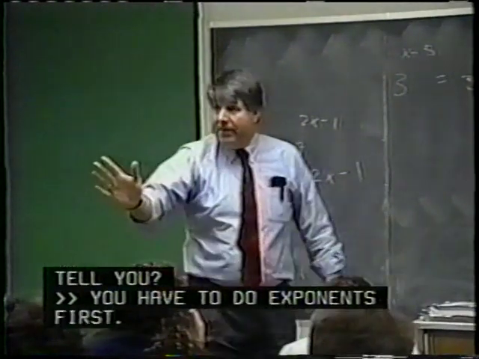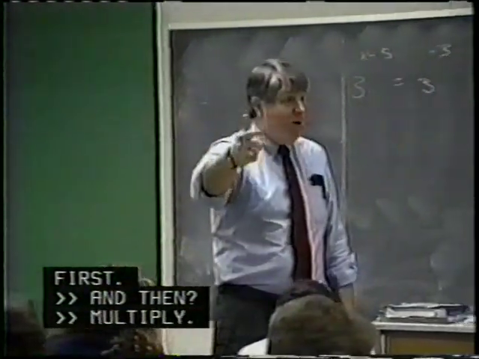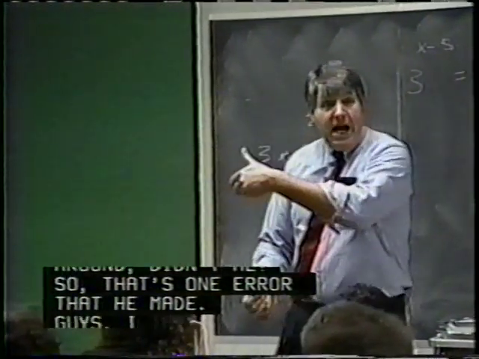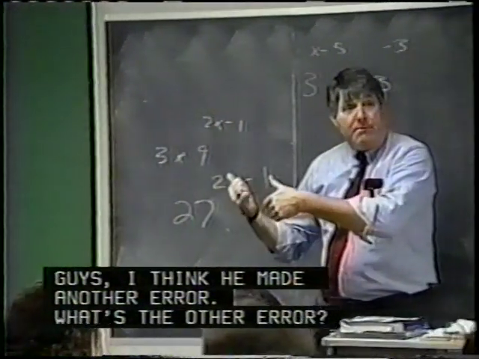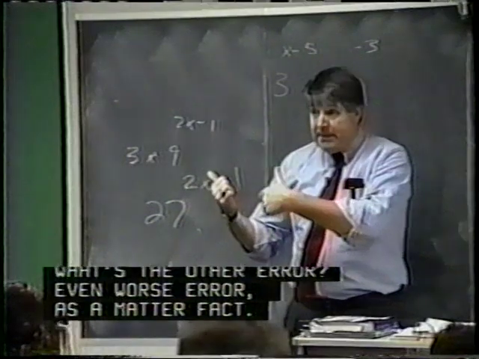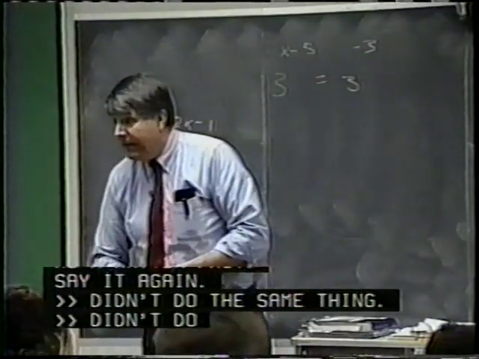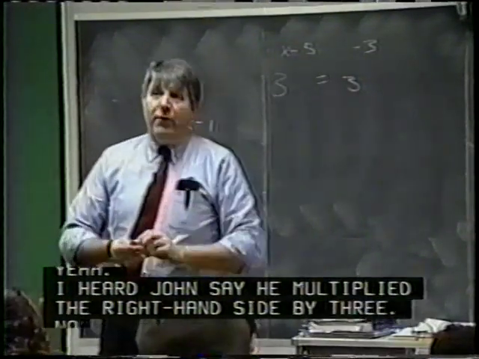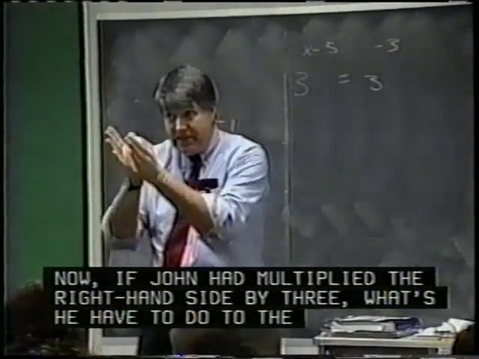Guys, I think he made another error. What's the other error? Even worse error, as a matter of fact. Say it again. Didn't do the same thing to both sides. Yeah, I heard John say he multiplied the right-hand side by 3. Now, if John had multiplied the right-hand side by 3, what's he have to do to the left-hand side? Yep, got to multiply it by 3 again. And John, now the 27 is getting further away from the 9, and we're not any better. So that does not work.